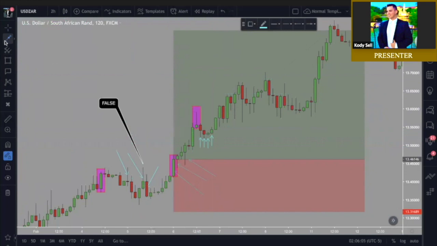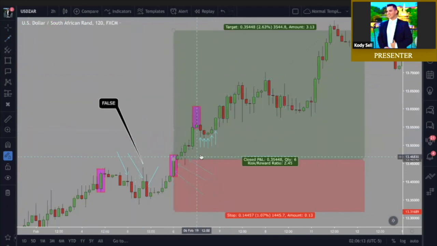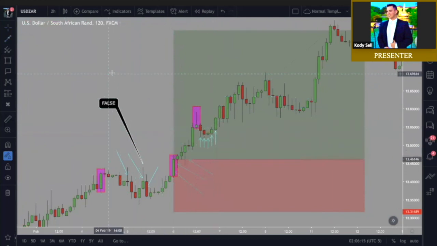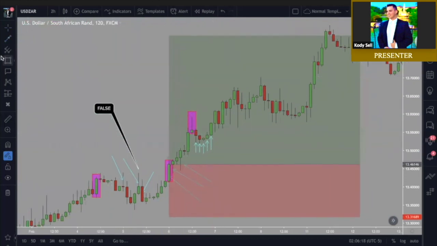There's no reason to assume that the trend would be changing yet. I need to see a strong bearish candle. I need to see something. What happens next? Strong bullish candle. That's almost a bullish Marubozu right there. That prints. Okay, we're still in the trade.